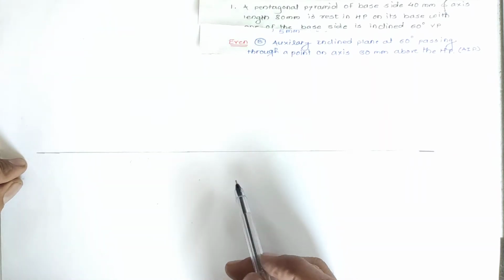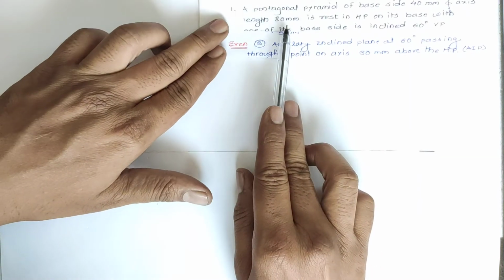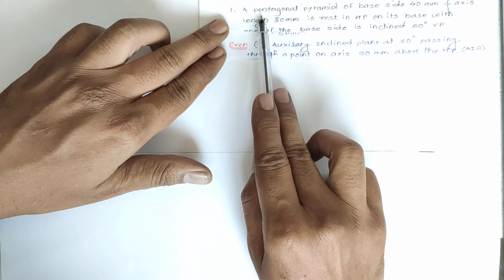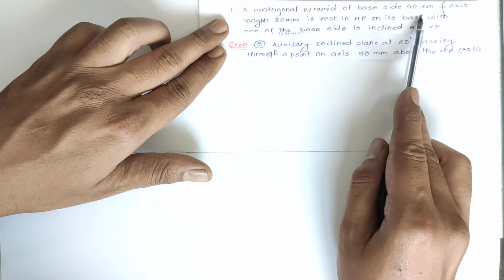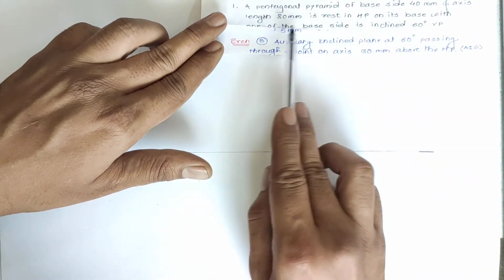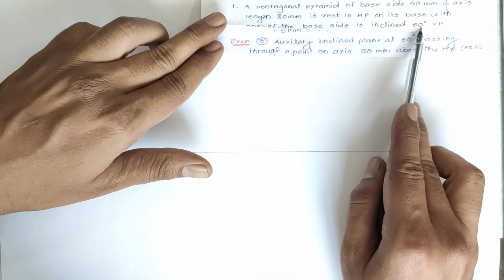Hello students. So, second problem of section of solid and development. It is the second condition we are going to see. The pentagonal pyramid, base side 40 mm and axis length 80 mm, rests in HP on its base with one of its base sides inclined at 60 degrees.